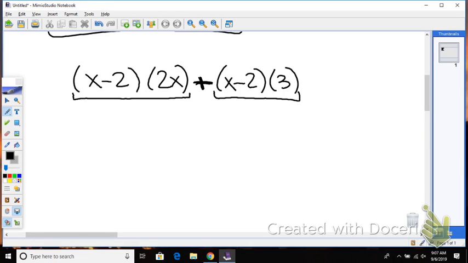So sometimes what you're factoring out isn't just a monomial. It could be a binomial, something like this. There's not going to be a lot of these. But if I do that, I'm going to factor out an x minus 2. So that's coming to the front.